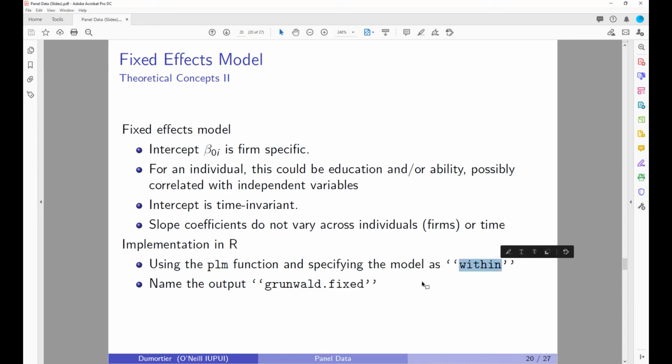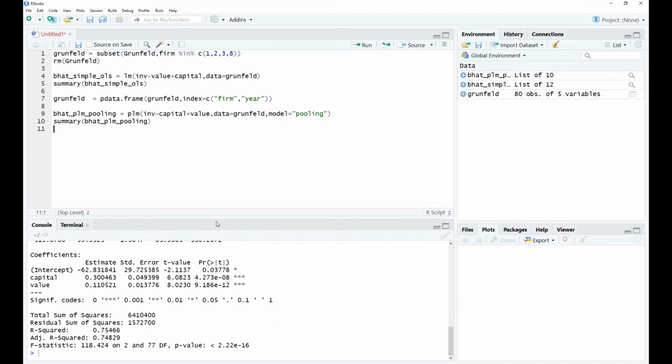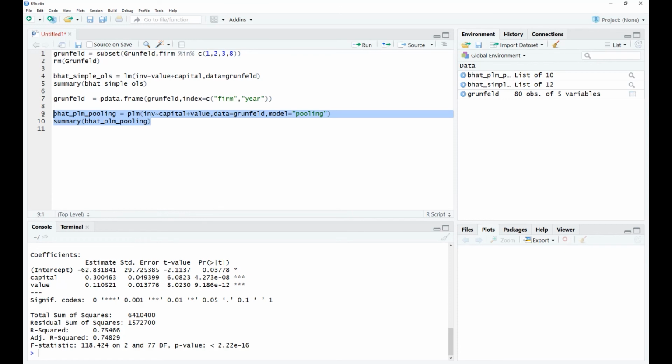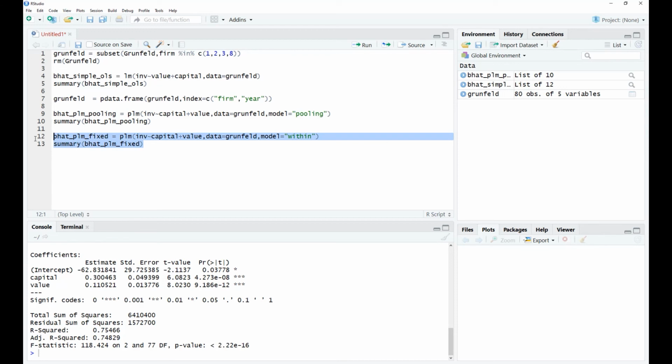Okay. Now, let's do this in R. So here, to make our life easier, we can copy what we have done before. And here we are going to just say fixed. And here we are going to say fixed, within. And here we are just using the fixed. Okay. So now here, lines 12 and 13 are now specifying a fixed effects panel model.